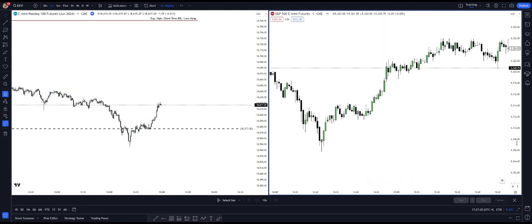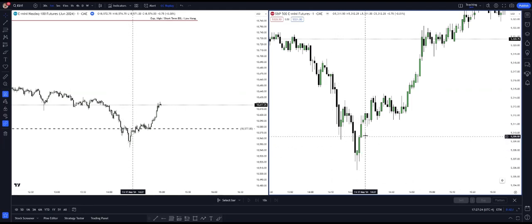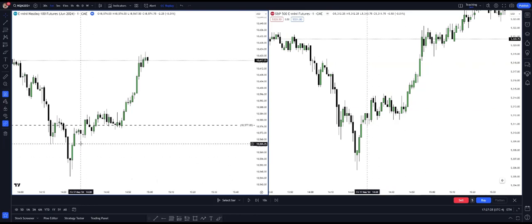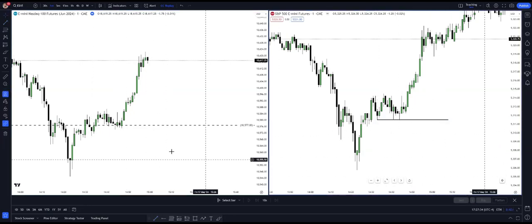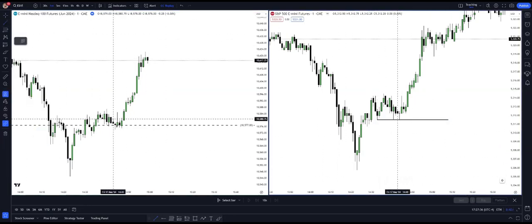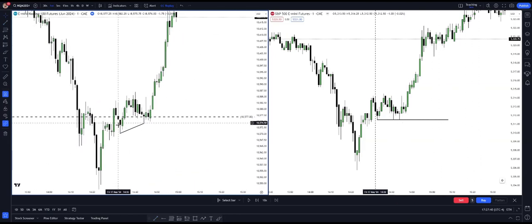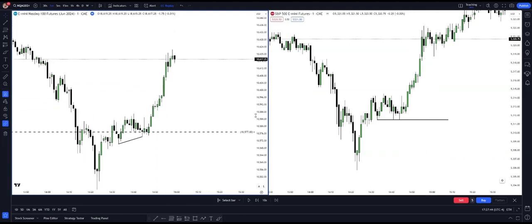this rally here. So here, let's see if there's any divergence. Zoom in a little bit. I think you can take this equal lows. Not my favorite type of divergence, but it's there. Then it expands higher. So the first fair value gap is right there.